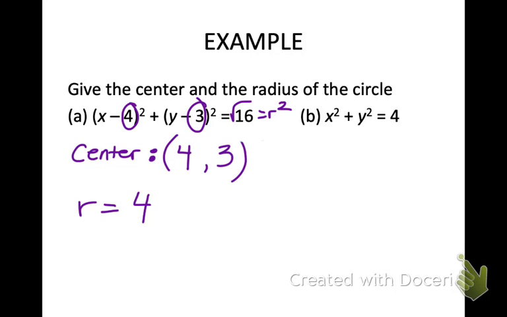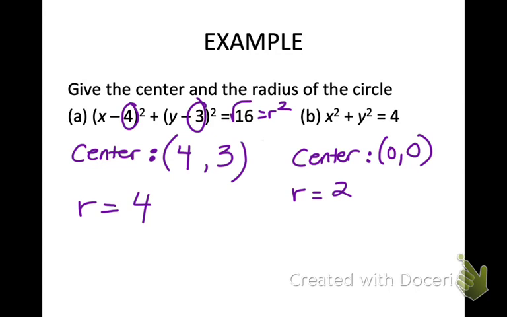Okay. Looking at B, do I have anything being subtracted from x? Like I did over there. So what do we subtract from a number that doesn't change it? What number doesn't change anything when you subtract it? 0, right? So my x coordinate of my center is 0. Same thing with my y is 0. What's my radius going to be? If r squared is 4, 2. Good. Okay. So, given an equation, can you pick out the center and pick out a radius?